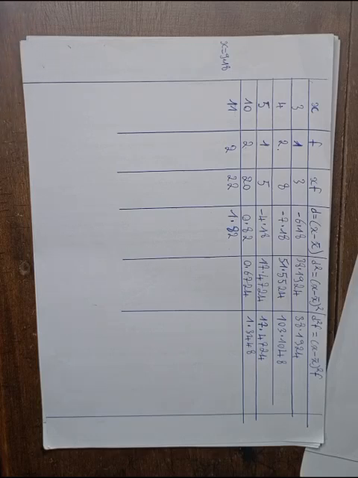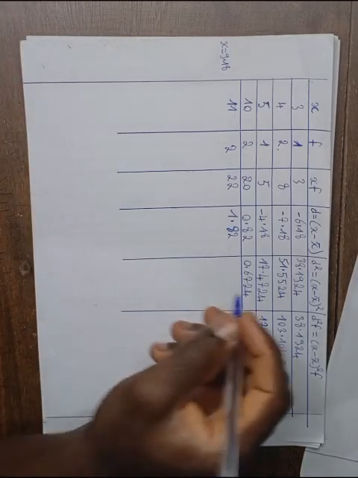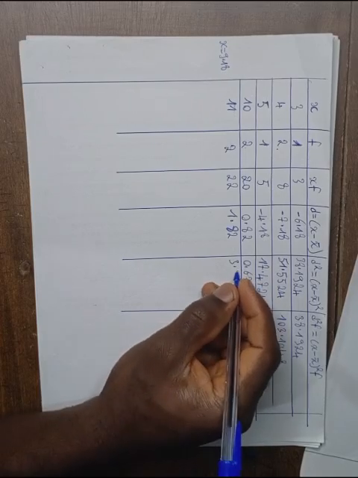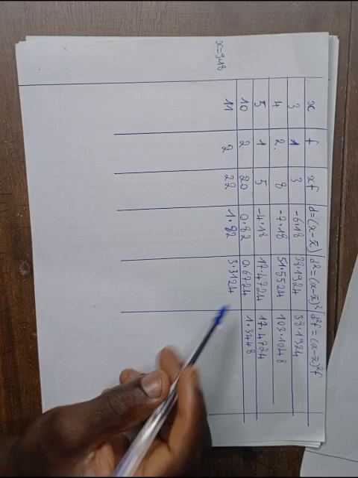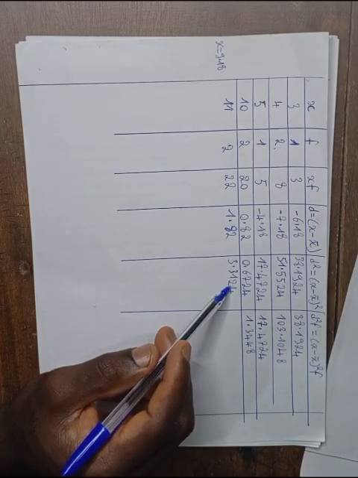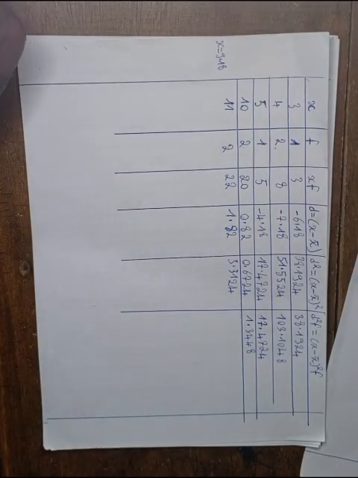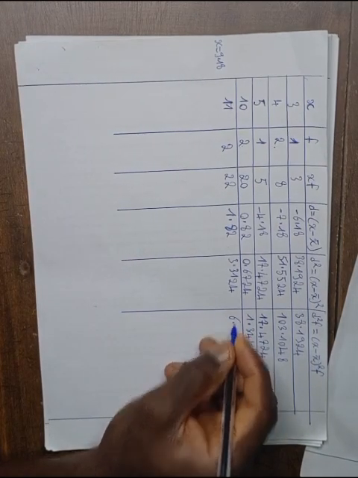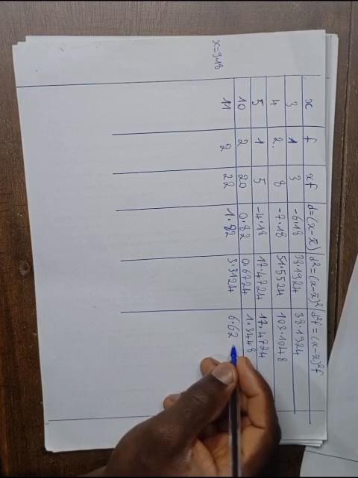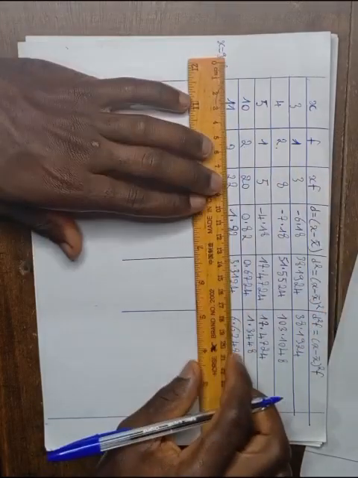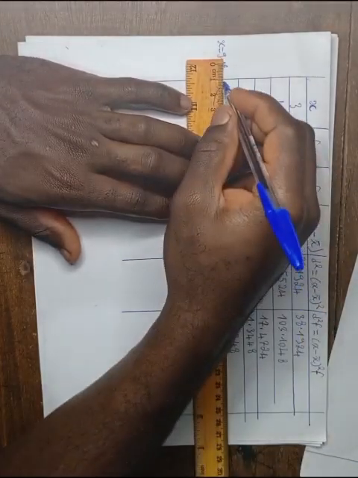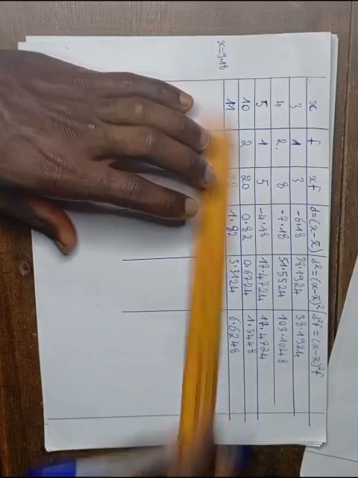We are going to square 1.82, which gives us 3.3124. Next, we are going to multiply the deviation squared by the frequency. So we are going to multiply that number by 2, which gives us 6.6248. Now we move to the next observation, which is 13.